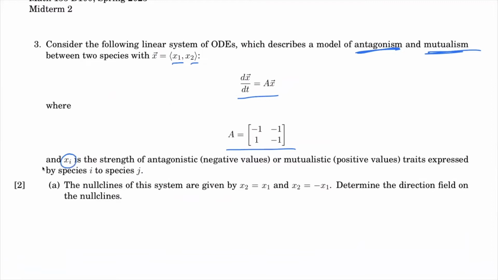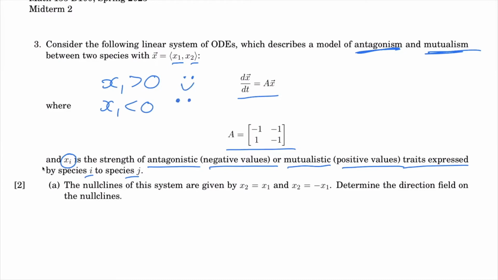We're told that x_i is going to be the strength of antagonistic, so negative values, or mutualistic, positive values, traits expressed by species i to species j. So what this means is when x1 is greater than 0, species 1 is beneficial to species 2. When x1 is less than 0, species 1 is harmful to species 2, and vice versa for species 2. That's all it means in this case for them to be antagonistic or mutualistic.